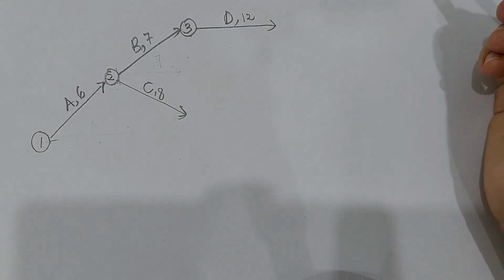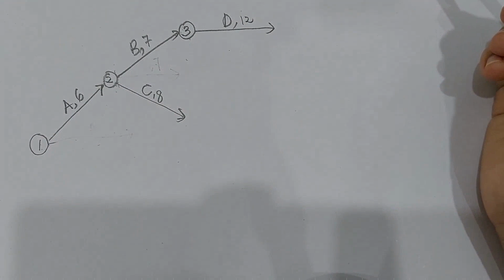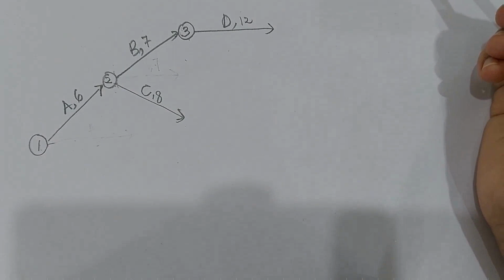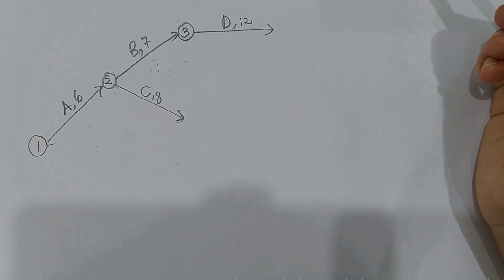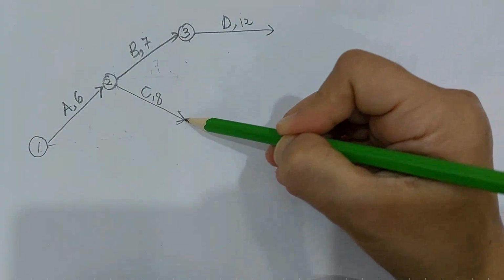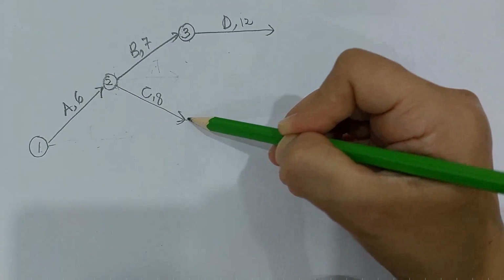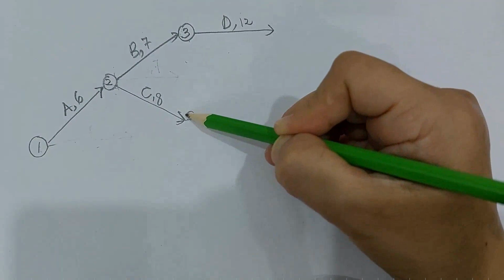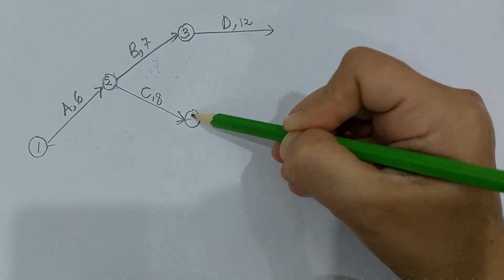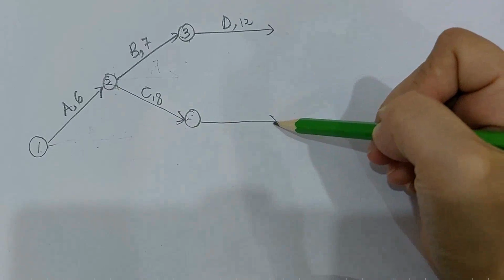So D is done. Now we go to the next activity, that is E. E, the predecessor is C. So where is your C? Your C is over here. You know that your E will be drawn right after C. So you draw an ending note for C, okay? Then you draw your E.